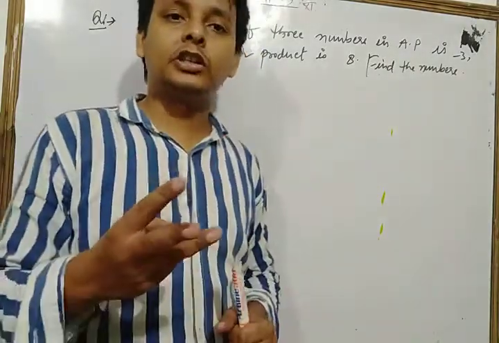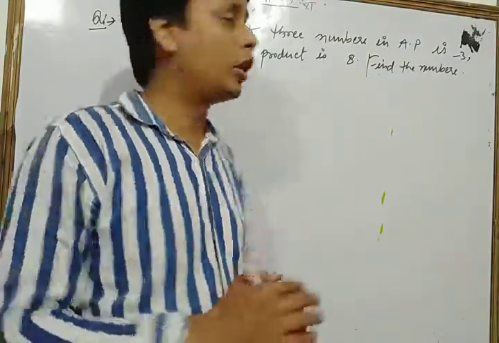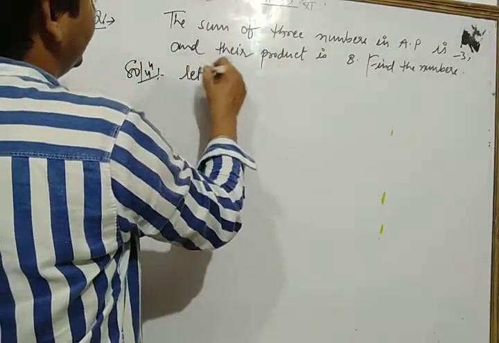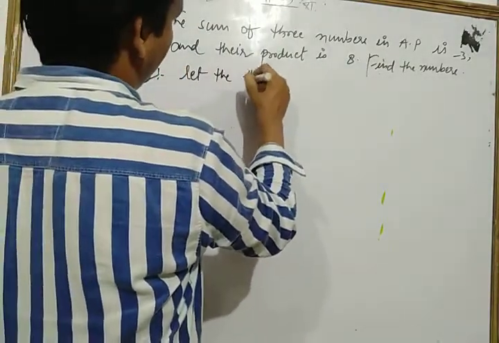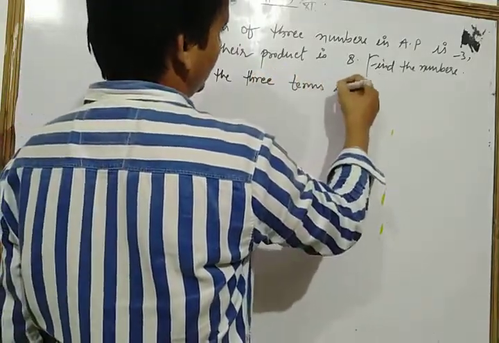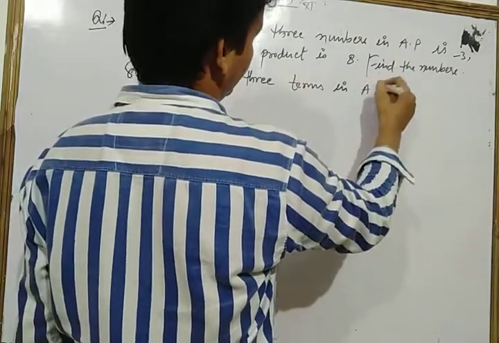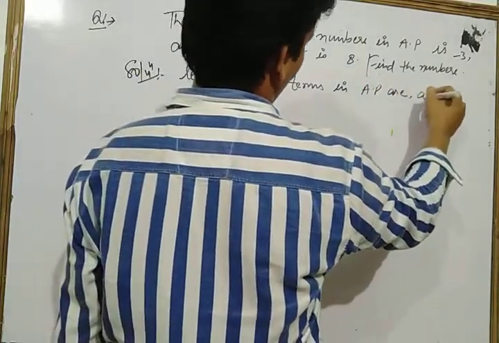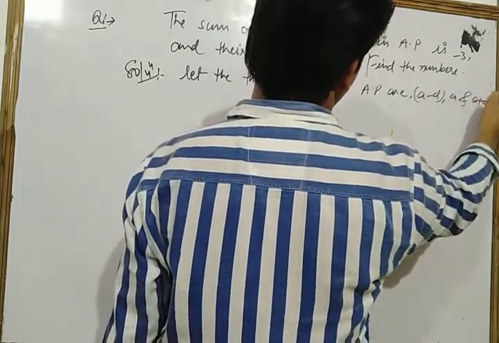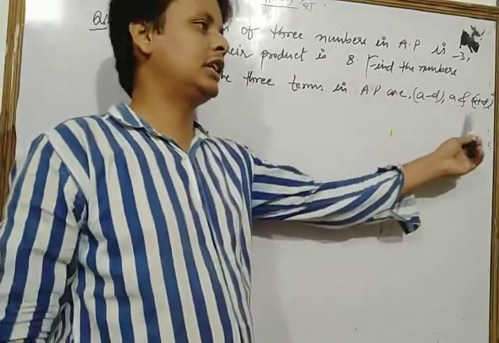Just as we discussed about that topic, if we consider 3 terms which are in AP, then we take A minus D, A, and A plus D. Now here we take: let the 3 terms in an AP be A minus D, A, and A plus D.